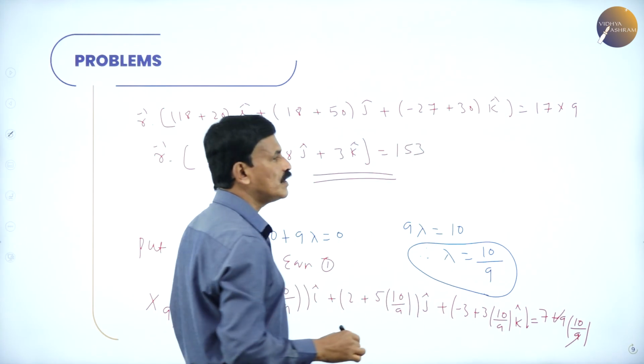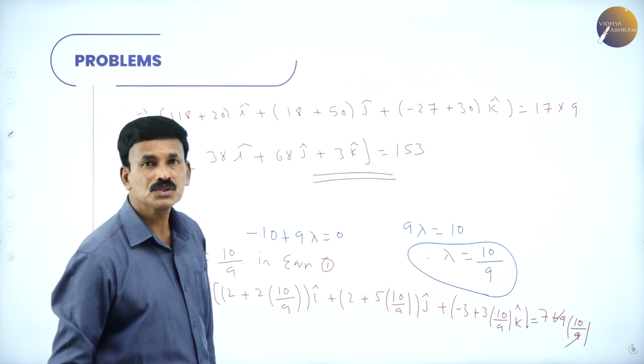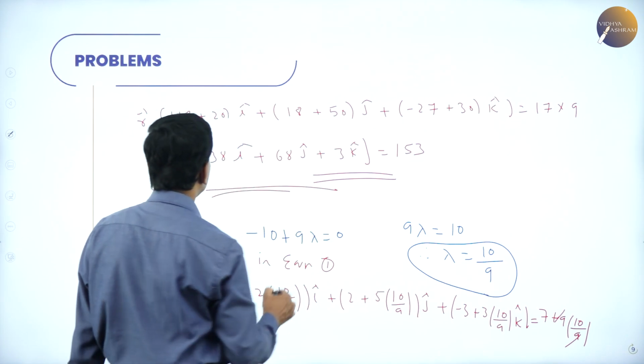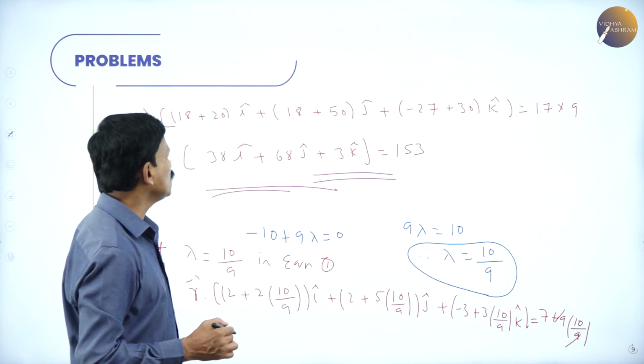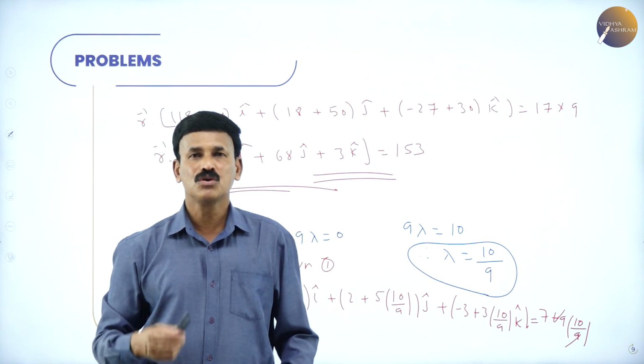So this is the required equation of the plane. That's it. Followed? Okay. So hence the equation of the plane is r dot 38 i cap plus 68 j cap plus 3 k cap is equal to 153. That's it. So hope you followed.